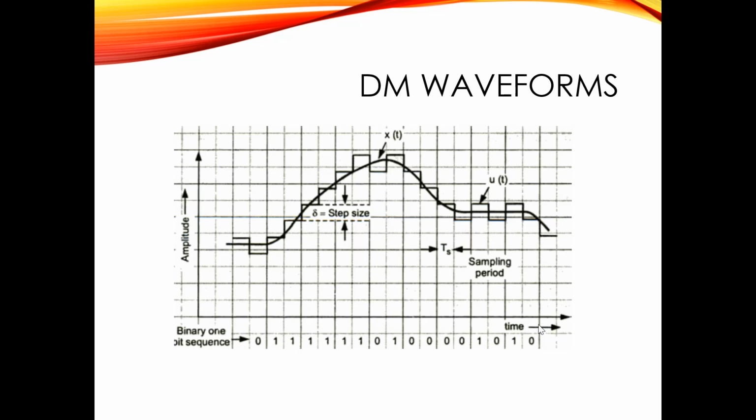Here we can see an input signal, that is x of t, and an approximated signal, that is u of t. So we can find the approximated signal varies as per the amplitude of your input signal. Here we can see the step size, that is delta. Delta step size is constant for delta modulator.